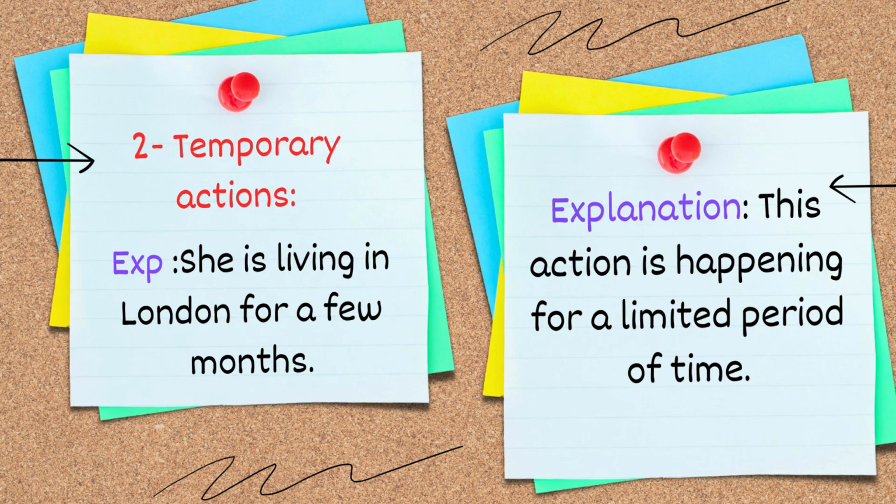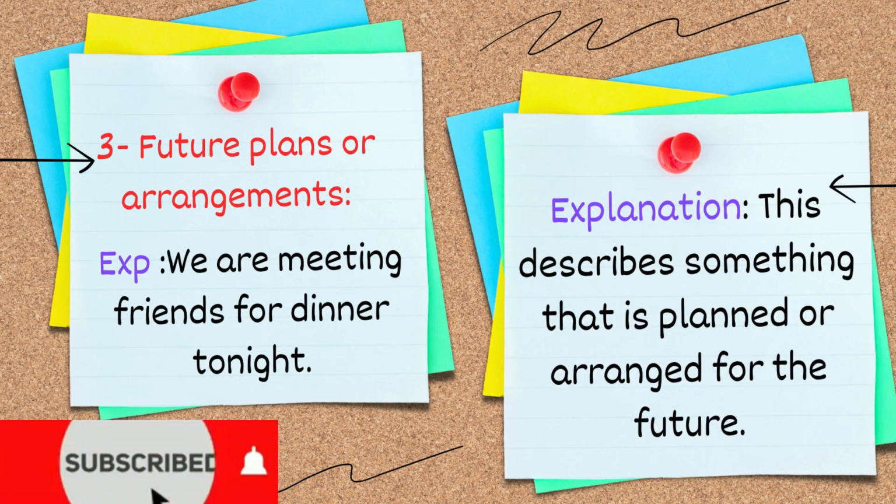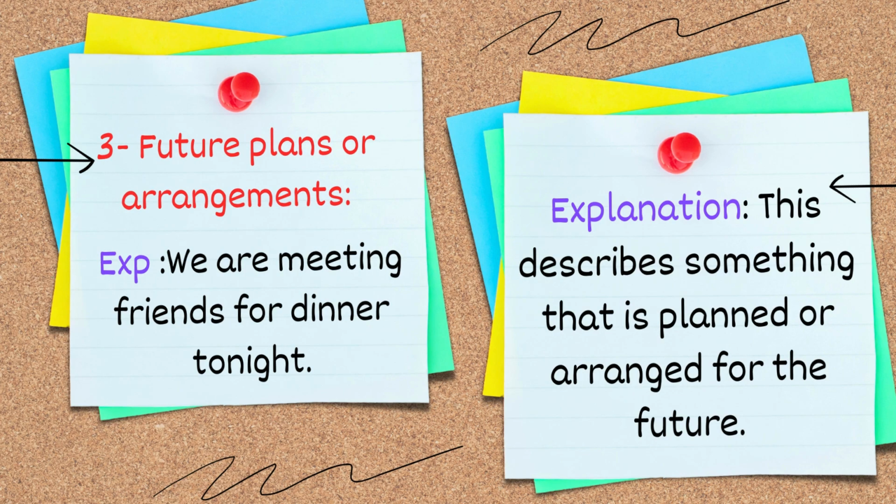Temporary actions. Example: she is living in London for a few months. Explanation: this action is happening for a limited period of time. Future plans or arrangements. Example: we are meeting friends for dinner tonight. Explanation: this describes something that is planned or arranged for the future.